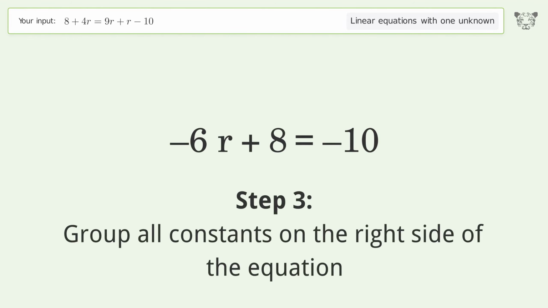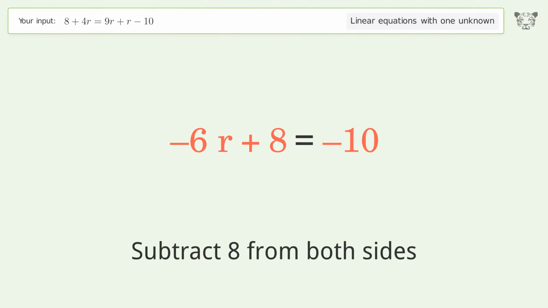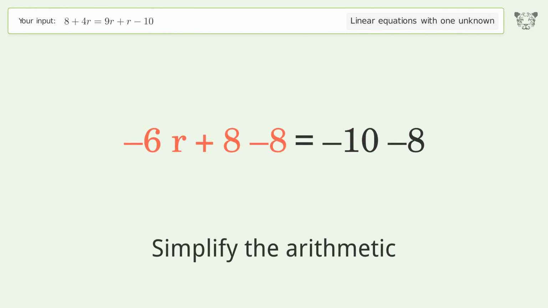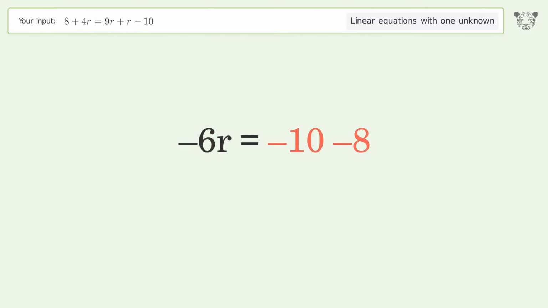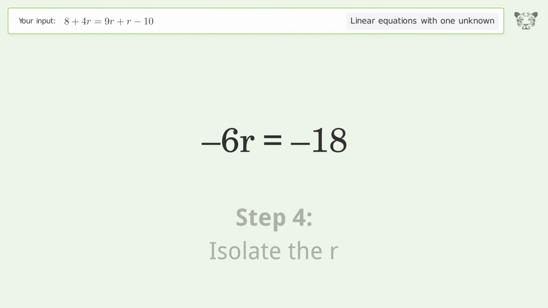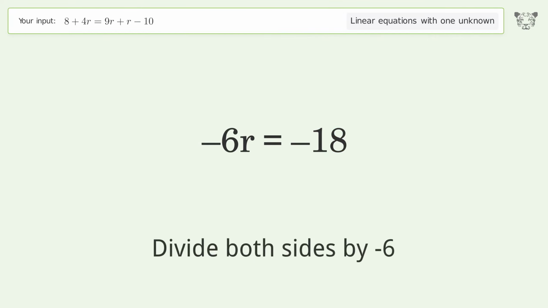Group all constants on the right side of the equation. Subtract 8 from both sides. Simplify the arithmetic. Isolate the r. Divide both sides by -6.